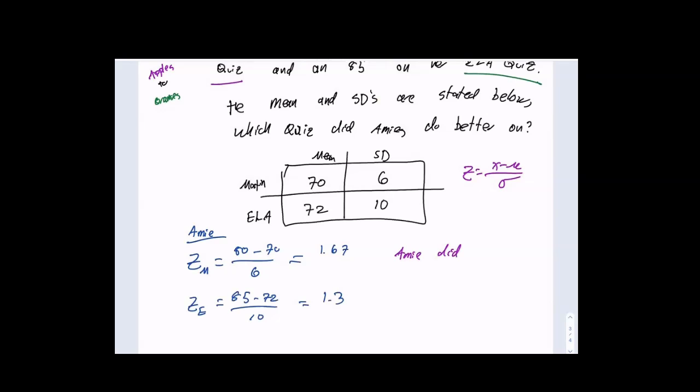ELA, because it's closer to 0. Oh, wait, I got it backwards. Oh, no. 1.67. On math, because it's farther? Is it because it's farther from 0? Yes, but no credit still. Yes, but not the way you said it. She did better than the average. No.